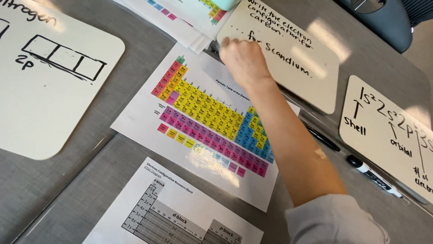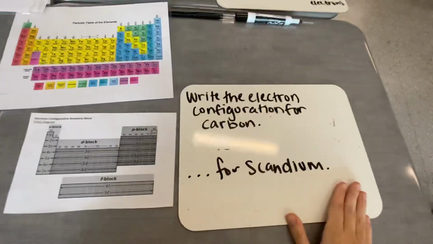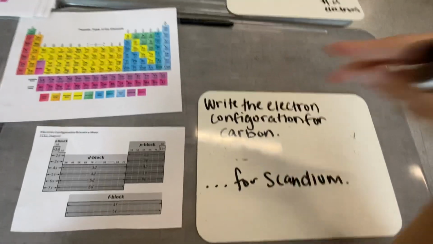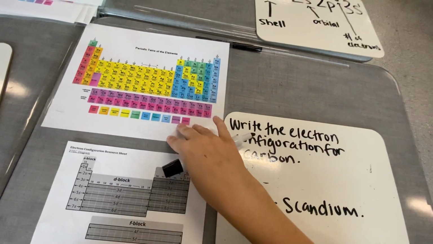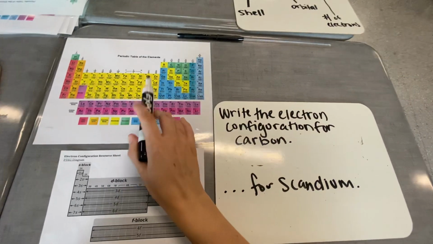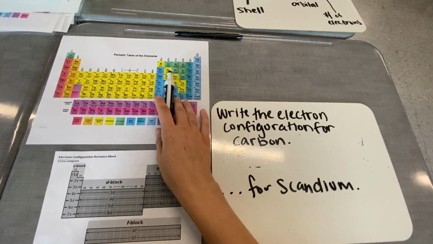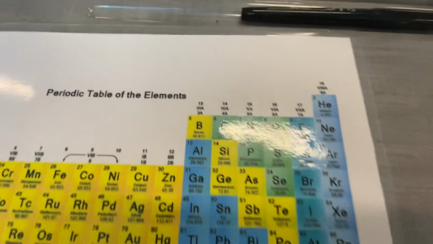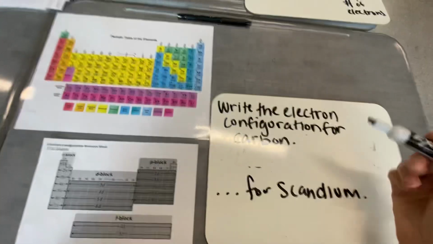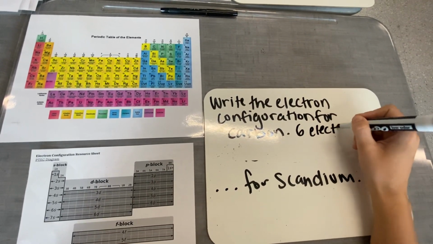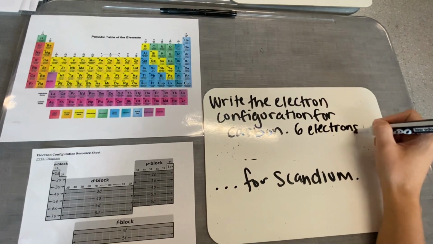So let's do one together. Let's do the electron configuration for carbon. First thing I need to know is how many electrons carbon has total. So I look at my periodic table and I see that carbon has an atomic number of 6. So I need 6 electrons, and I have to find their spot in the orbitals.